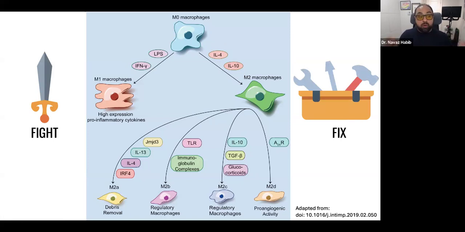We need to have both present, but we need to have a balance most of the time towards the fix macrophages, because if we have too much fight, we're going to break down tissue too easily. Now, what's really awesome is when we have a lot of M2 macrophages, we're able to inhibit these M1 macrophages. And there's actually a way to shift from M1 to M2, and that is through acetylcholine and vagus nerve stimulation.